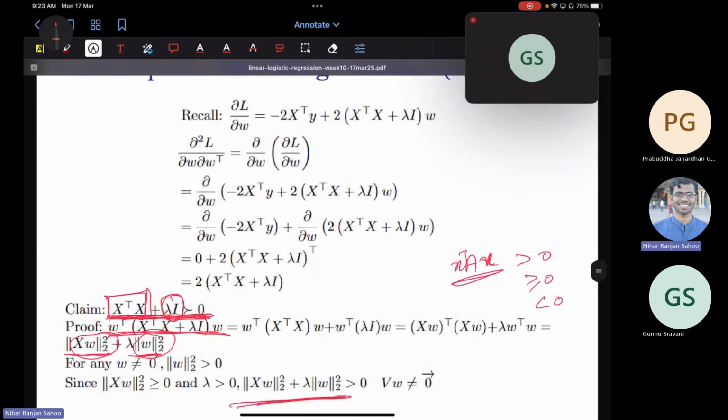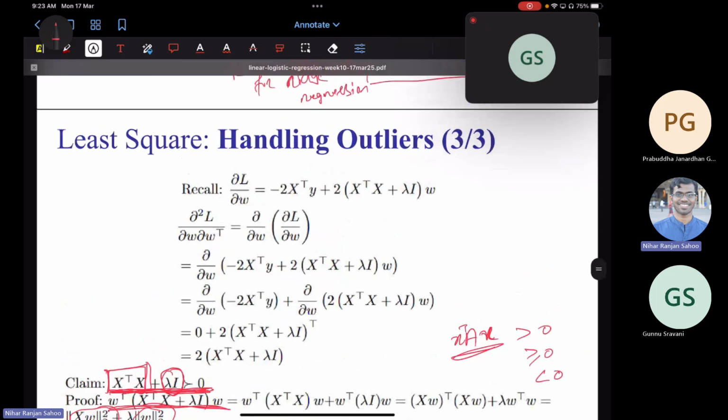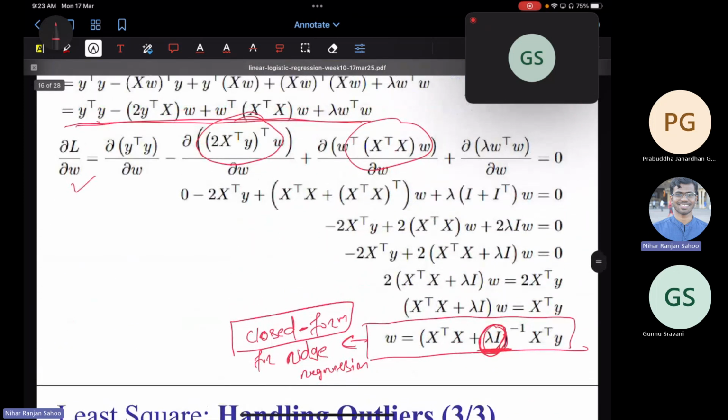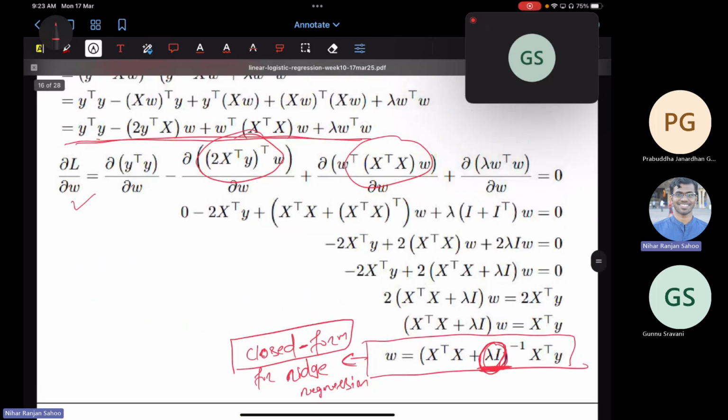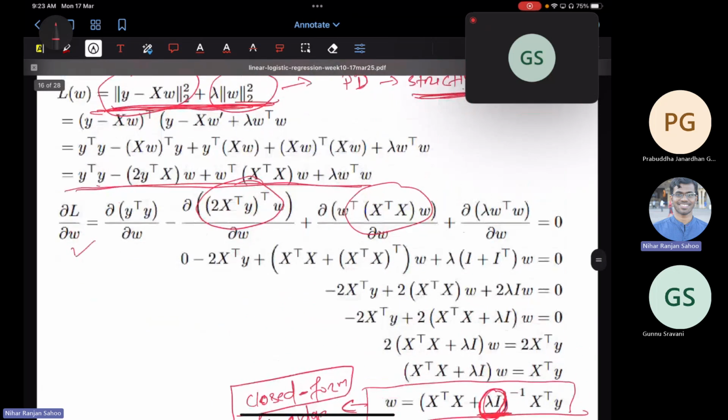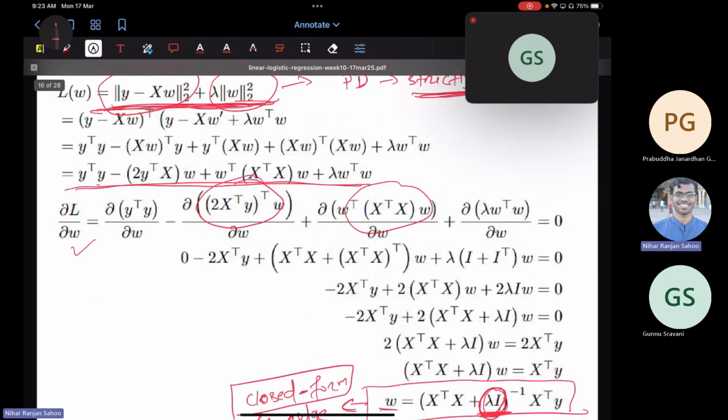We got, okay, this is a nice convex function. This is a closed form solution. How is this particular thing helping us to get rid of our outliers? So what can it do, right? This W for the outlier points, this I is like an identity matrix, right?